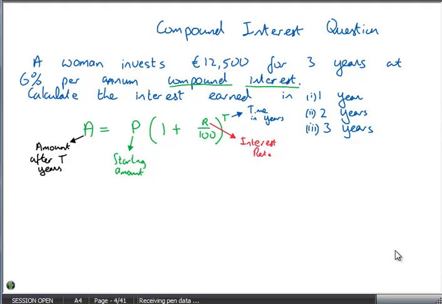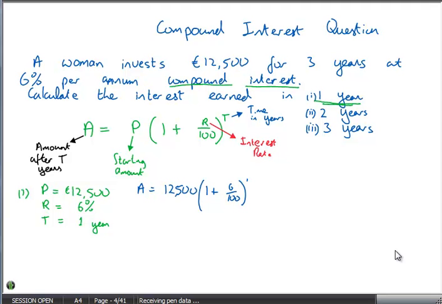Now, for part 1, we have the principal sum is €12,500. The interest rate is 6%. And the time is 1 year. Because we're only interested in the interest earned after 1 year, that's what we'll use for the formula. So for this one, we will have A is equal to 12,500 times 1 plus 6 over 100 to the power of 1.